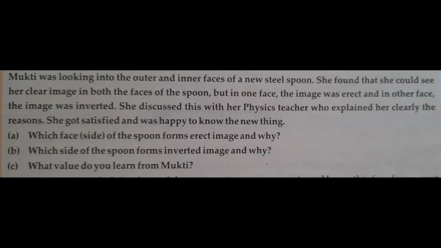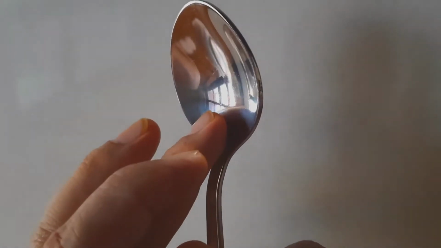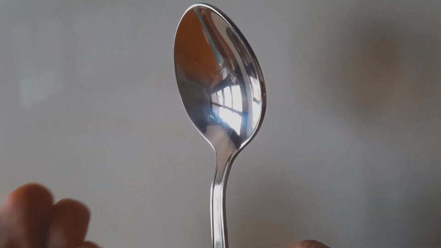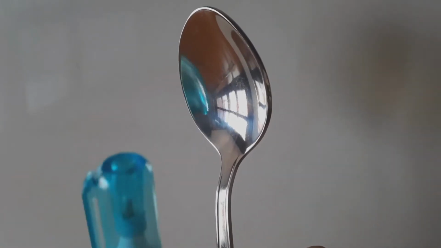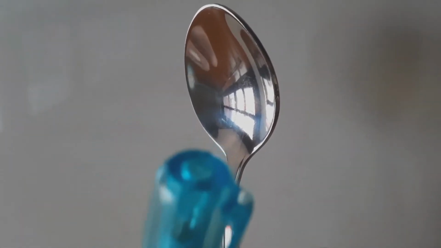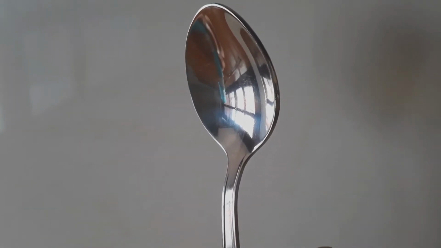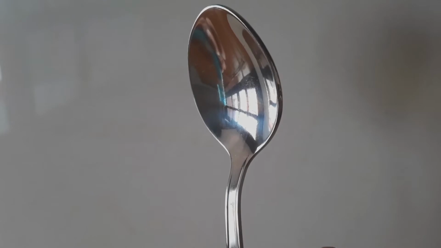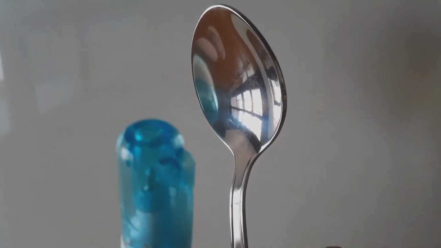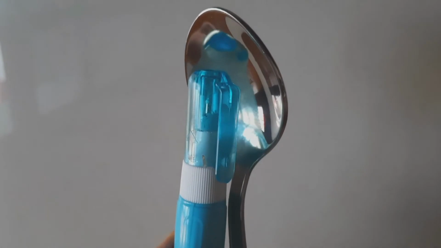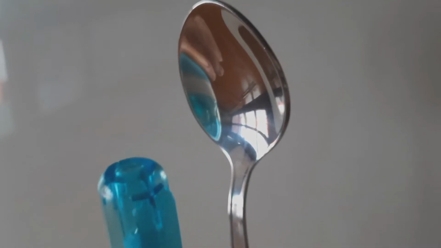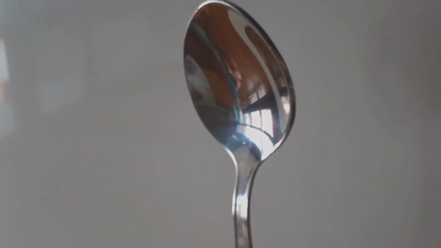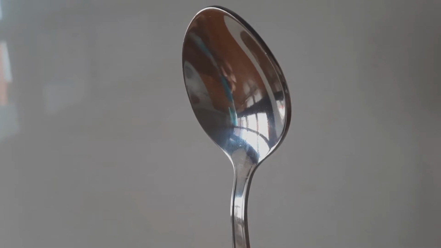Second question, which side of the spoon forms an inverted image and why? The inner face of the spoon acts as a concave mirror. When the spoon is away from Mukti's face, a real and inverted image is formed. Let us see this by using this correction pen. When it is away from the spoon, the image formed is inverted. When we bring it closer toward the inner face, you can see the image formed is erect between pole and principal focus. When we move it away, then the image formed is inverted. Its lid is downward.